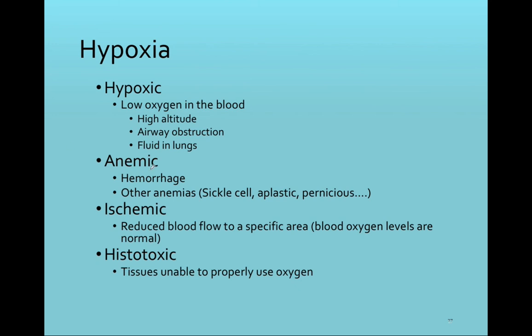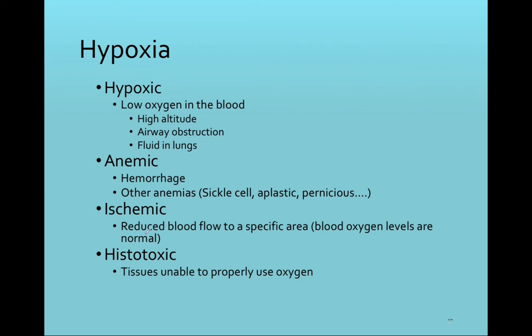Anemic hypoxia can be caused by a hemorrhage or some other stimulus that's going to decrease our overall number of red blood cells. Perhaps we are able to bring enough oxygen into the alveoli, but if we don't have an adequate number of red blood cells to transport that oxygen, we'll end up with hypoxia at the tissue level.